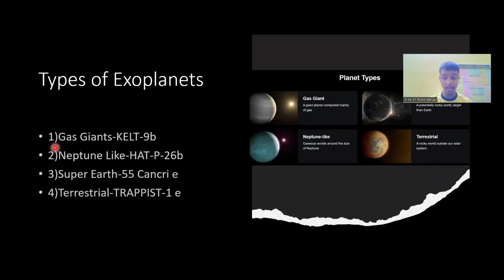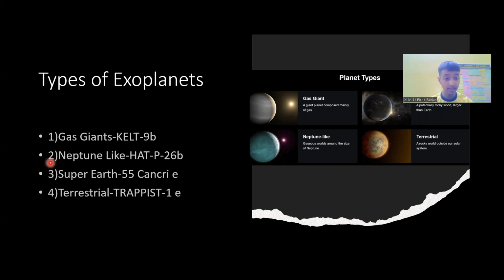Now, the first kind is gas giants. Gas giants are giant planets composed mainly of gas, just like Jupiter and Saturn. But since we are studying exoplanets, the gas giants outside our solar system are considered exoplanets.